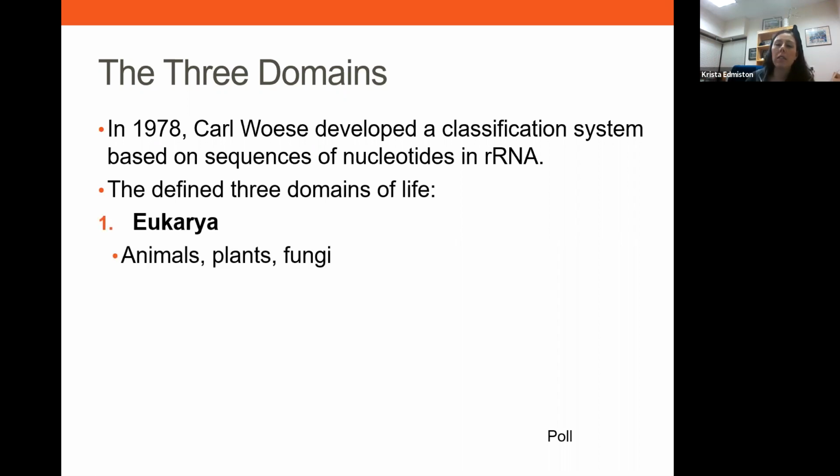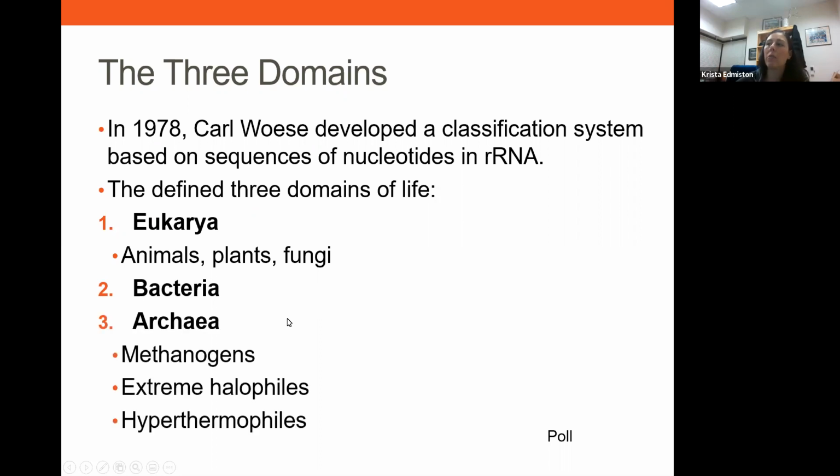The eukarya, and that includes animals, plants, fungi, us. So all the eukaryotes would be classified in eukarya. Then the second domain would be the domain bacteria. And then the third would be the archaea. So 3 domains of life, and these archaea are like our extremophiles, or the ones that live in high salt, high temperature, methanogens live in methane. So that was his classification scheme.